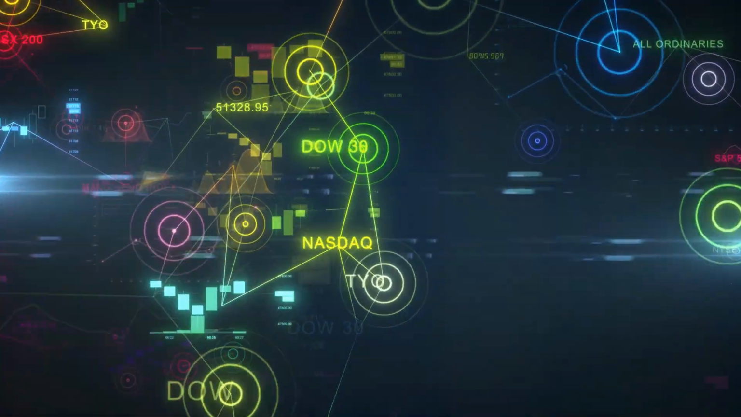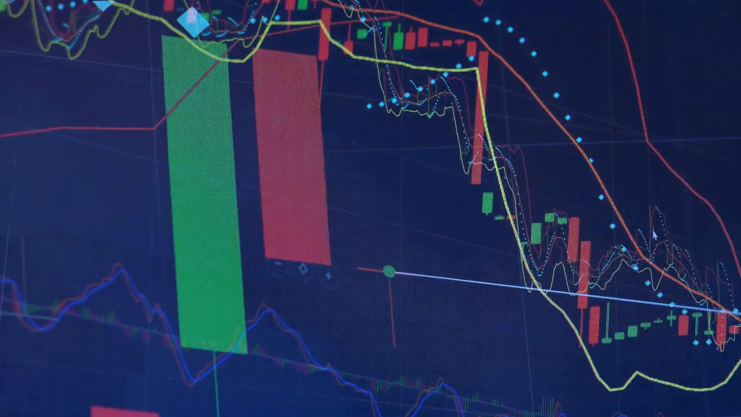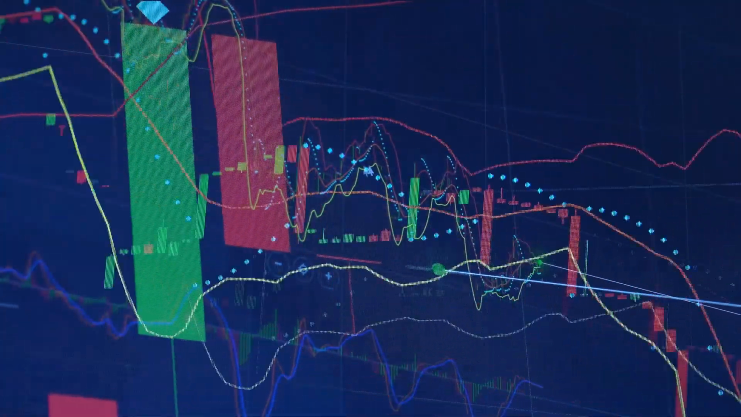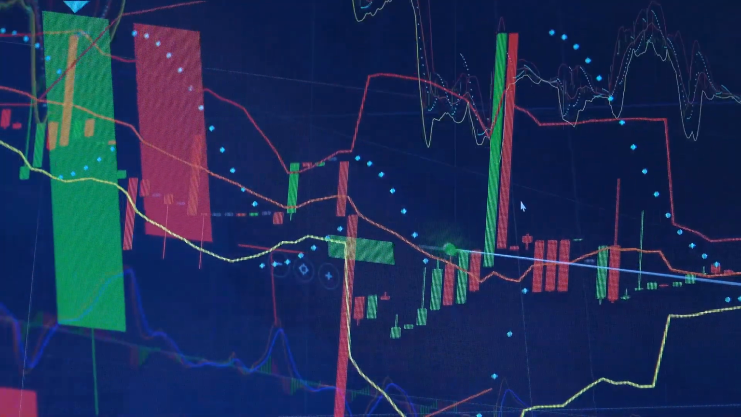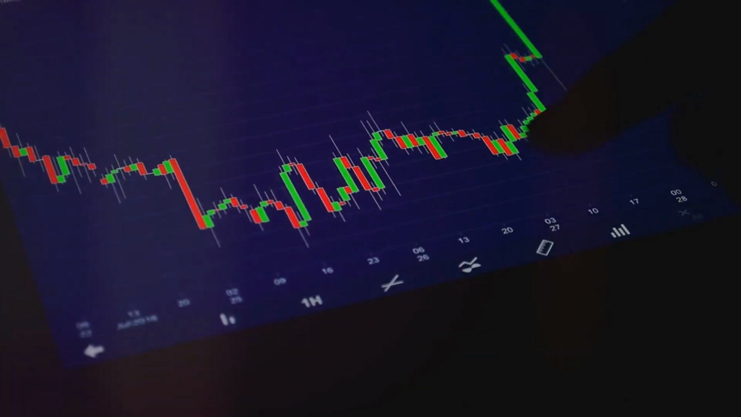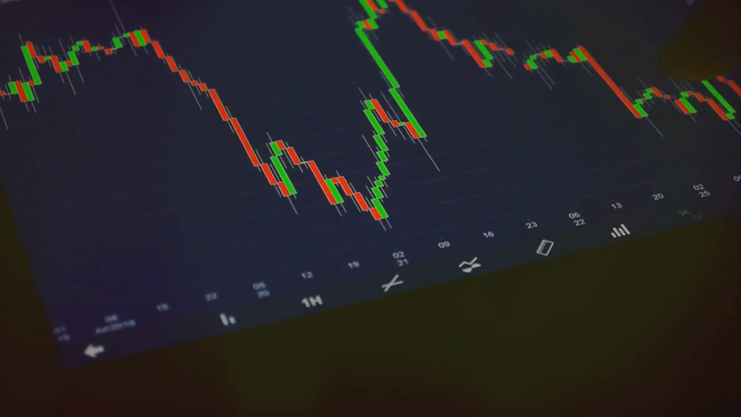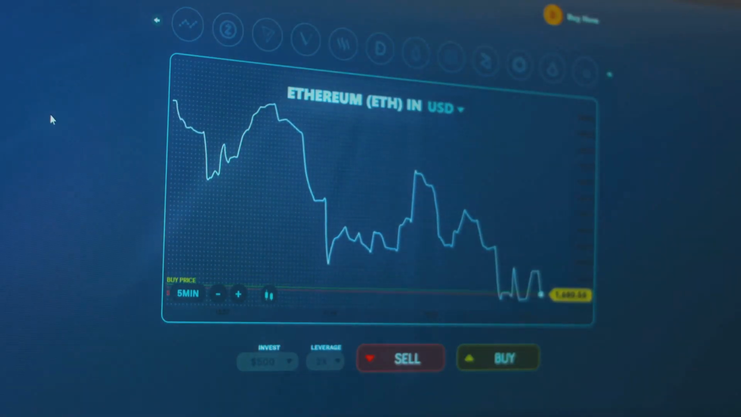First off, the basics. The Parabolic SAR appears on charts as a series of dots. When these dots flip position relative to the price, it's a signal, a hint that the price direction might be about to change. If the dots are below the candles, it's typically a buy signal. Above the candles, and it might be time to sell. Simple, right? But here's where it gets spicy.